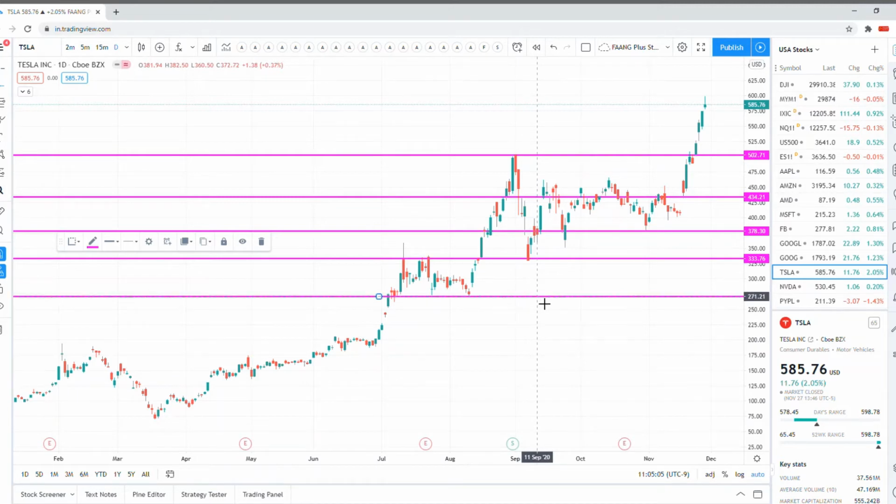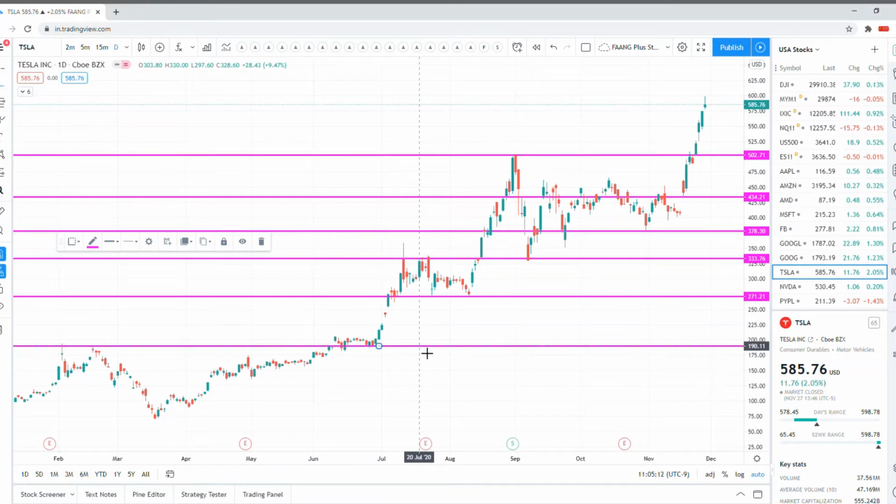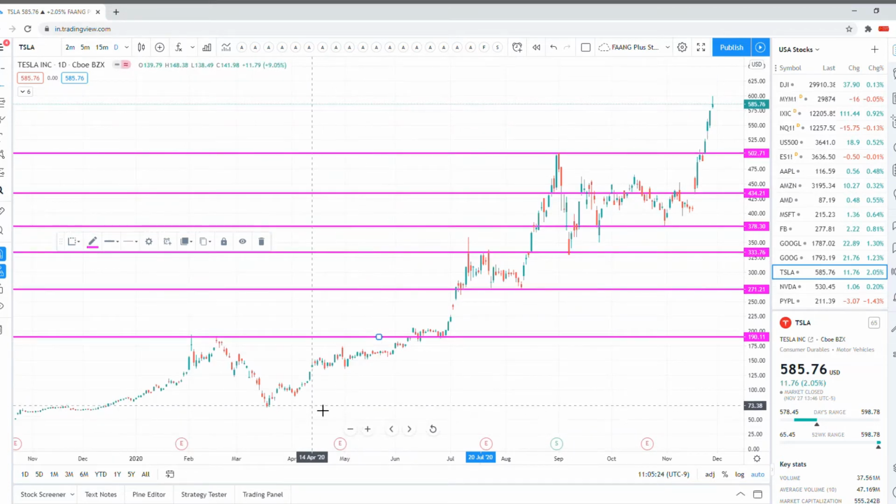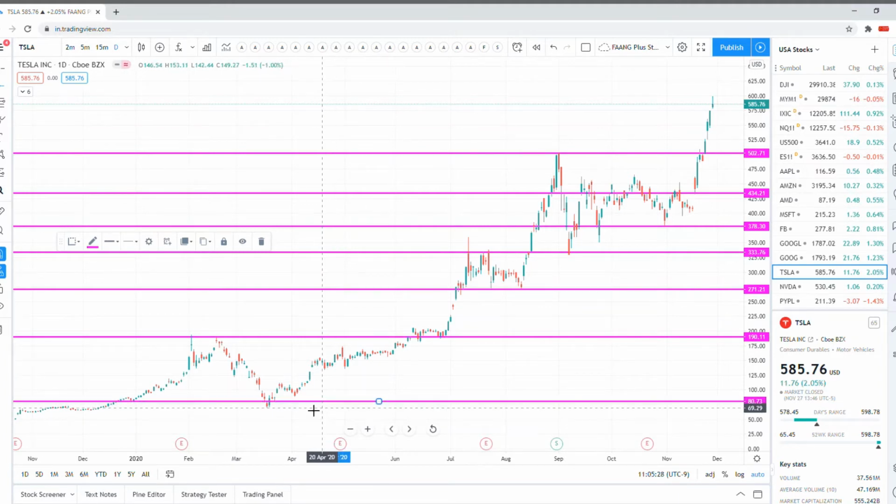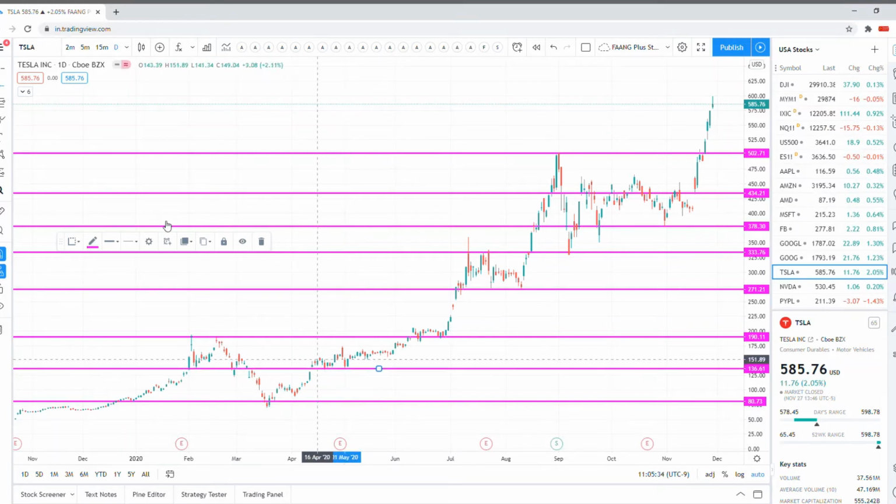This is one more support area, and now I'm just marking the points. I'm not saying that it's going to fall down to 190. Tesla is a strong share, so we'll be careful with what we comment or say on it. Otherwise, people might get annoyed. Okay, so I have marked most of the support and resistance points over here. Now let's check on the weekly time frame.